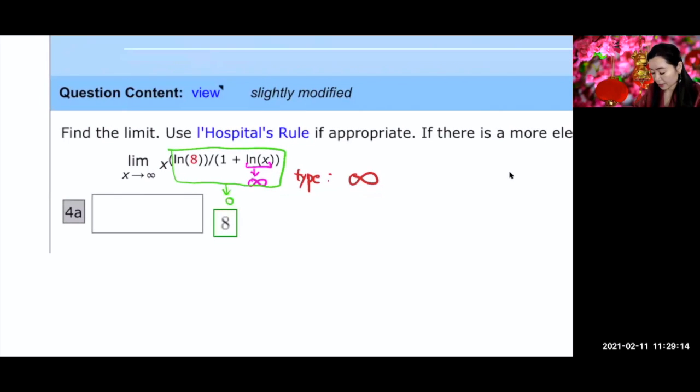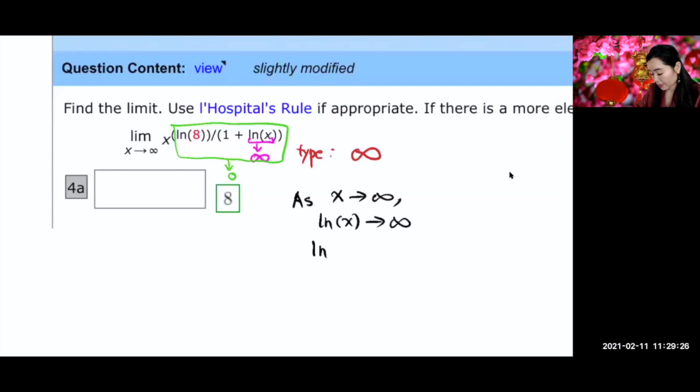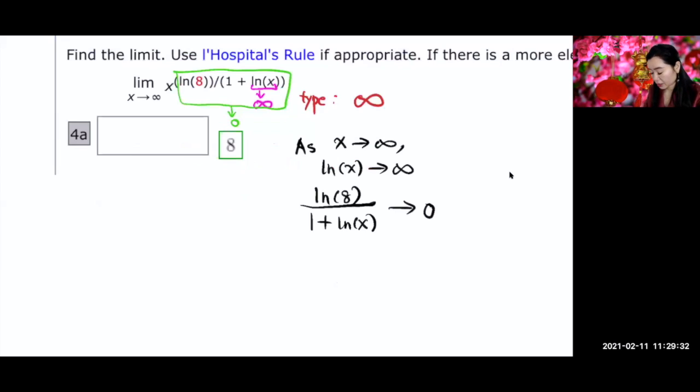Now let me write down. As x goes to infinity, ln of x is going to go to infinity. So ln of 8 divided by 1 plus ln of x is going to go to 0. So this limit here is infinity to the 0 power type. So it's indeterminate power, okay? So you shouldn't jump into any conclusion because it's indeterminate.